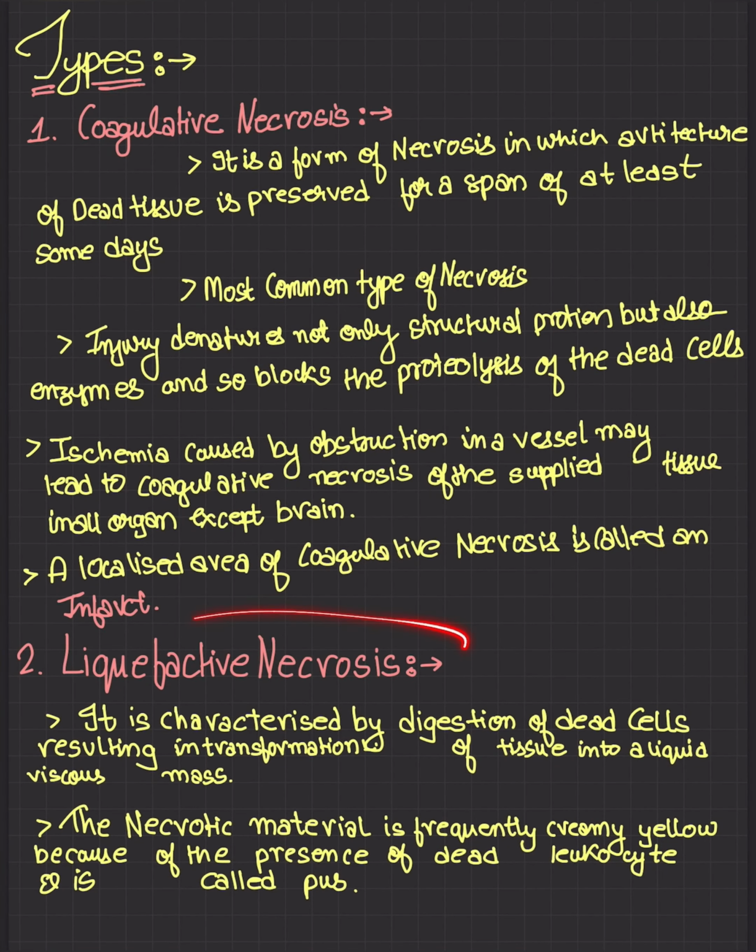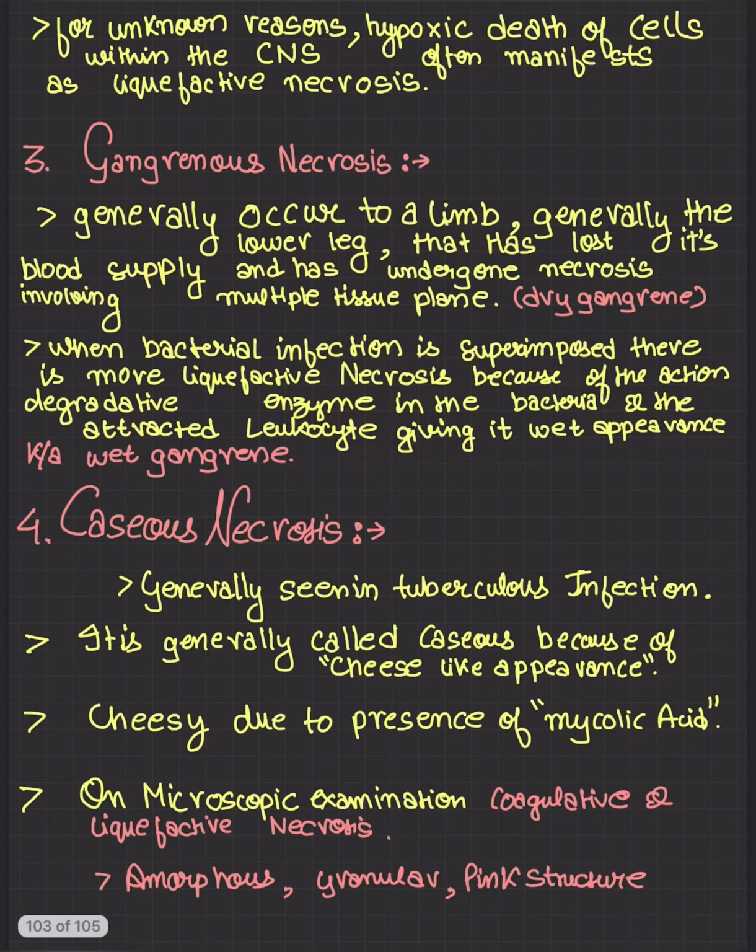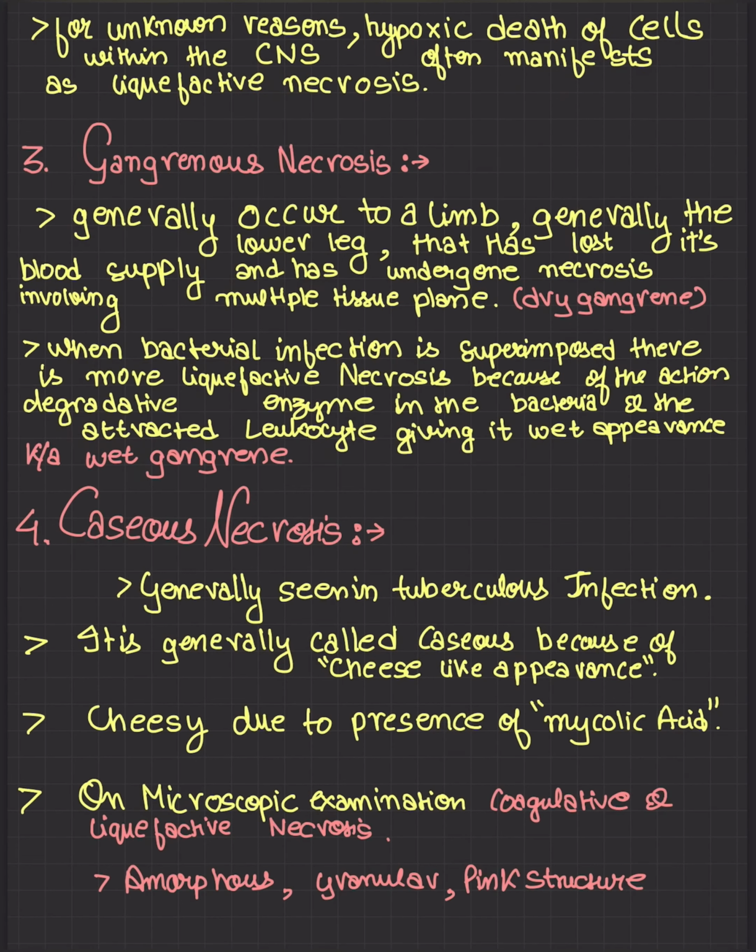Second type of necrosis is liquefactive necrosis. It is characterized by the digestion of the dead cell, resulting in transformation of the tissue into a liquid viscous mass. The necrotic material is frequently creamy yellow because of the presence of dead leukocytes, and it is called pus. For unknown reasons, hypoxic deaths of cells within the CNS often manifest as liquefactive necrosis. So if any necrosis occurs in the brain or CNS, it would generally be liquefactive type of necrosis.